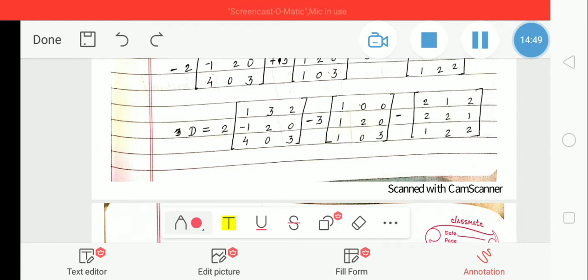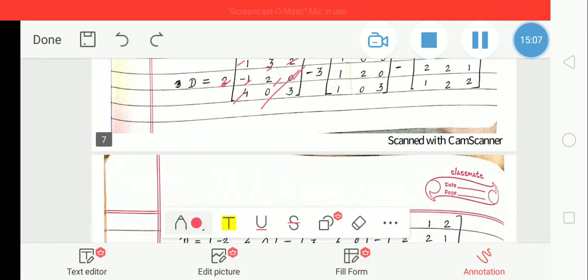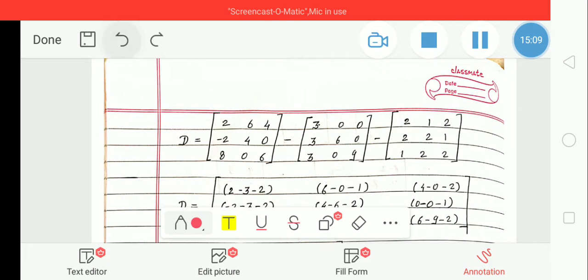Now we can multiply these two, each element. 2 multiplied by 1 3, 2 multiplied by minus 1, 2 multiplied by 2 0, 2 multiplied by 4 0, and 2 multiplied by 3 also, and the 3 elements also multiplied by all elements. Then we get this value.